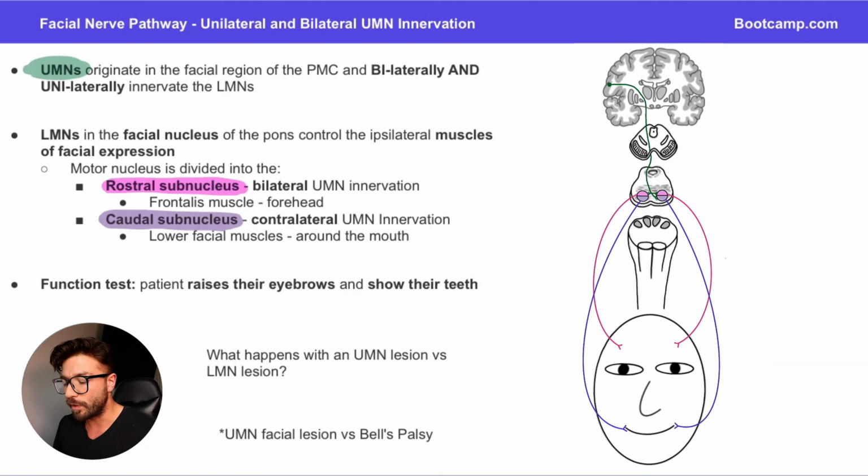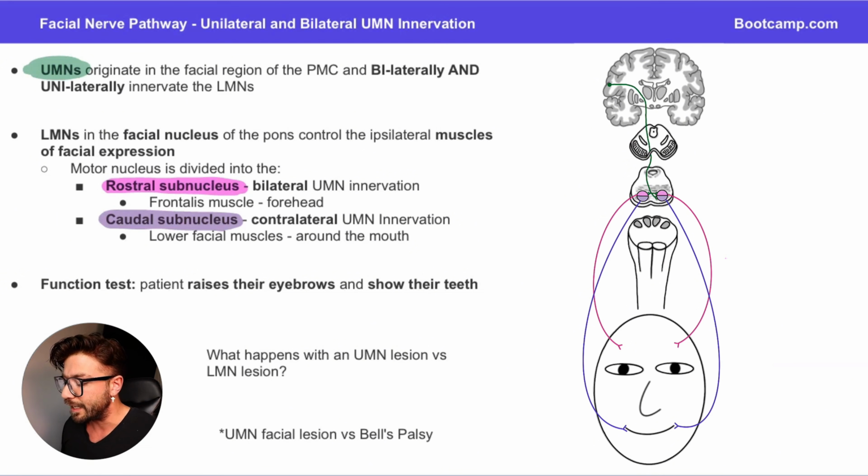Now, if we want to test whether these pathways are intact, what we can do is ask the patient to raise their eyebrows or to show their teeth. So if there was any damage along the pathway, we would be looking for whether they have a deficit in being able to show their teeth, or a deficit in being able to raise their eyebrows. And we'll look at those in a little bit more detail.